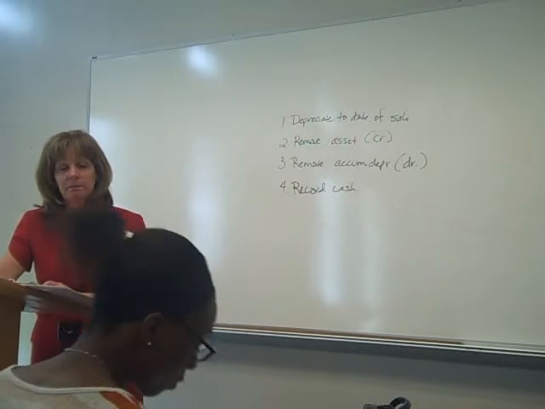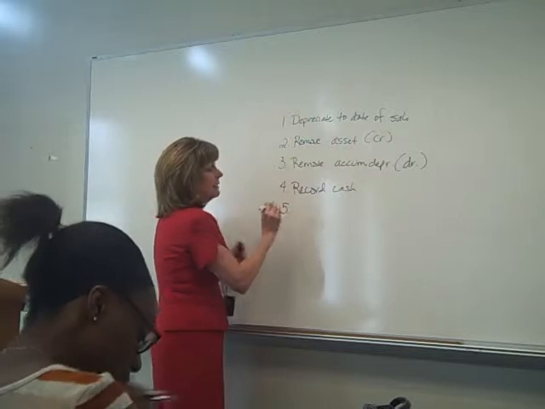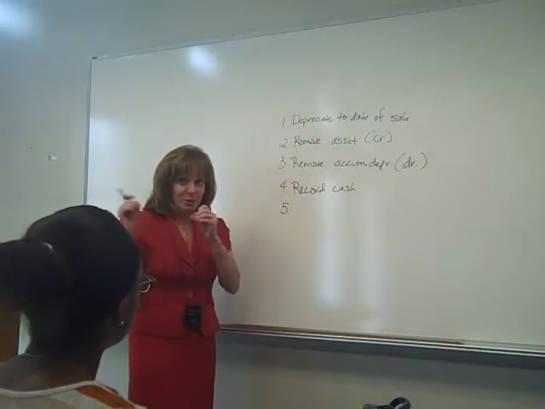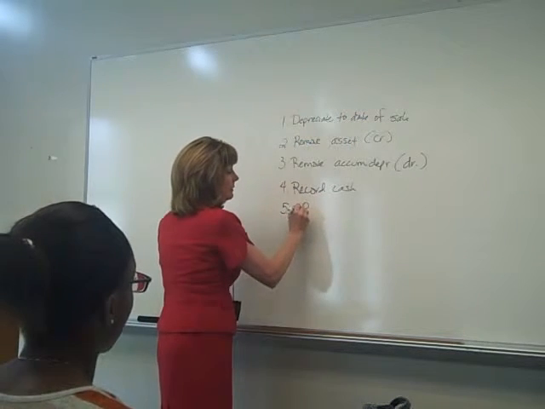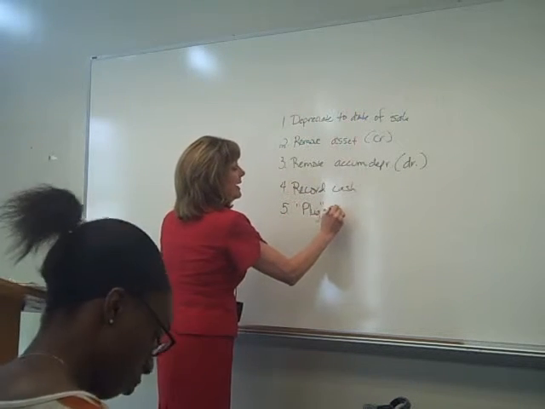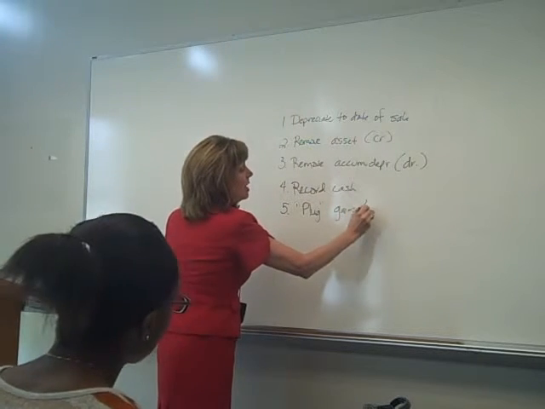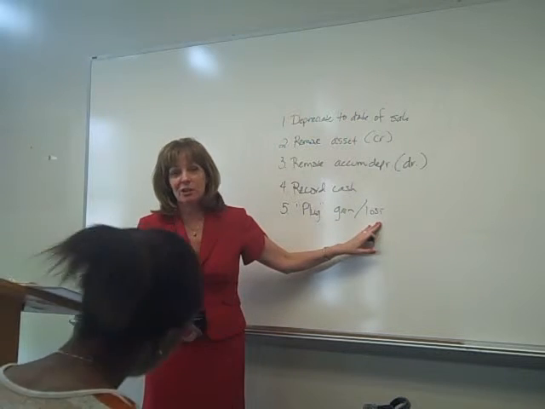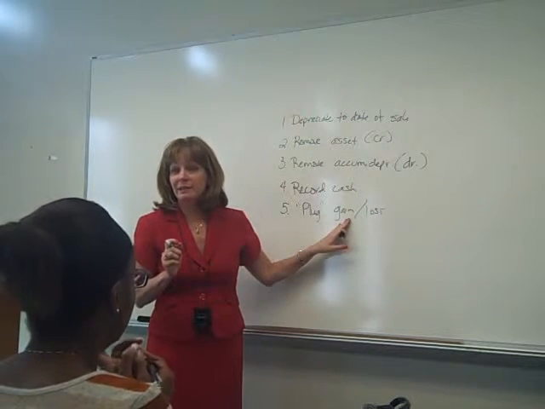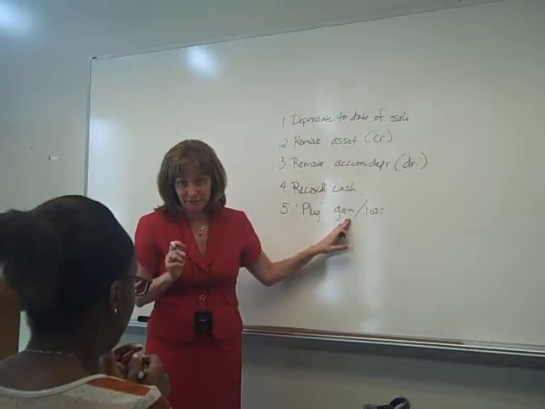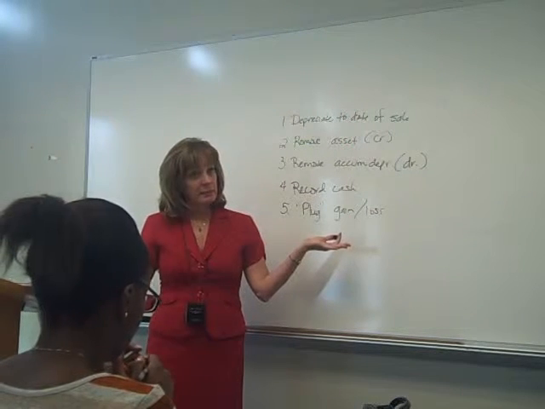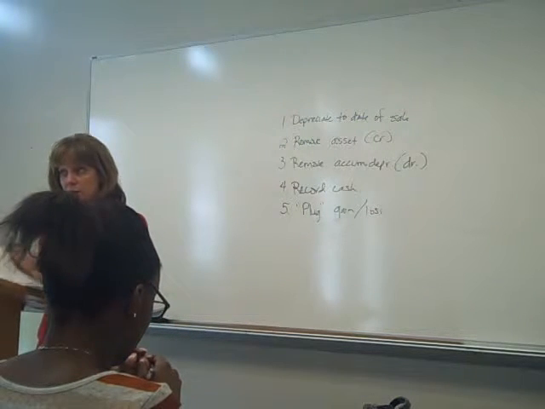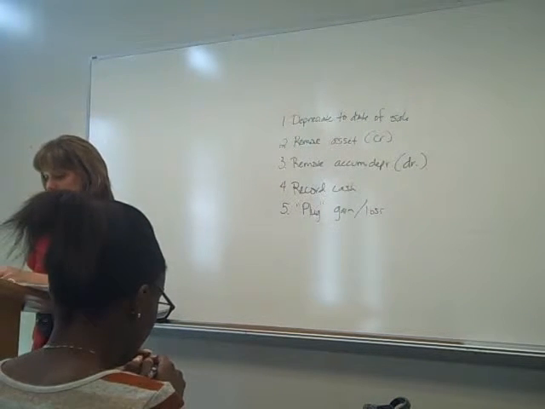So far, so good. And then plug: your debits won't equal your credits, so you've got to make your debits equal your credits. We plug that journal entry up with a gain or a loss. Loss is like expense, so if you need a debit to plug it up, it's a loss. If you need a credit, it's like a revenue, it's a gain. Easy. Any questions so far? Just memorize these 5 steps, please.